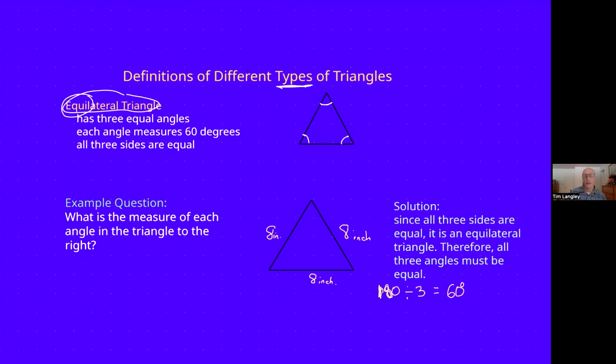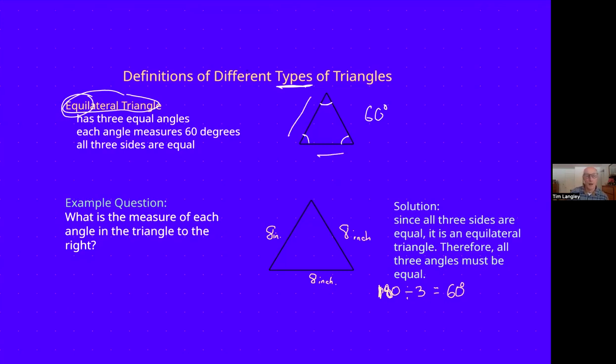So in an equilateral triangle like this, that's why it says each angle measures 60 degrees and all the sides are equal. So everything is equal. This side here is equal to this side here, which is equal to this side here, and all the angles, all right?